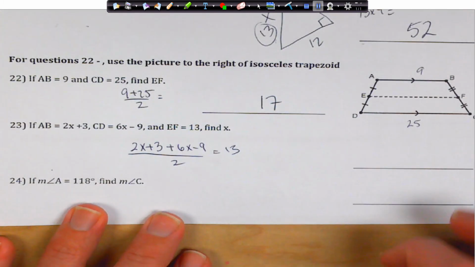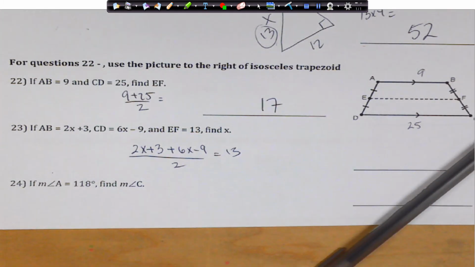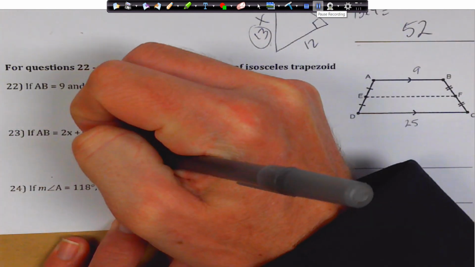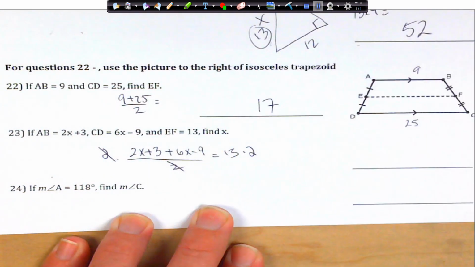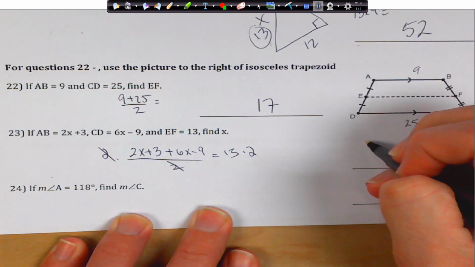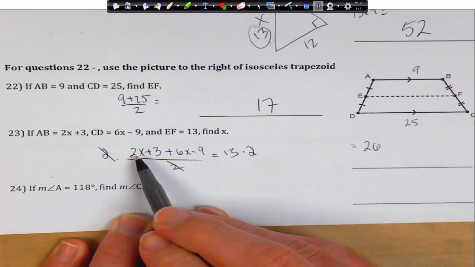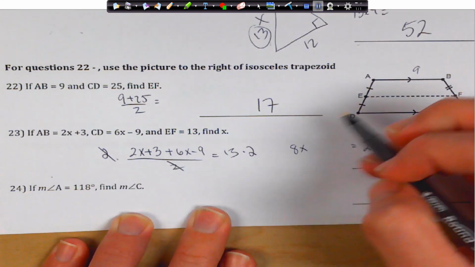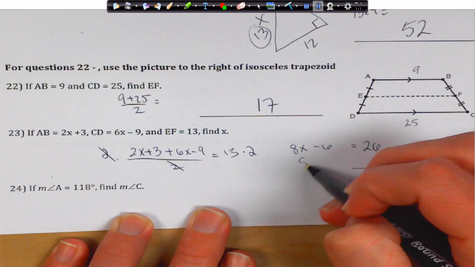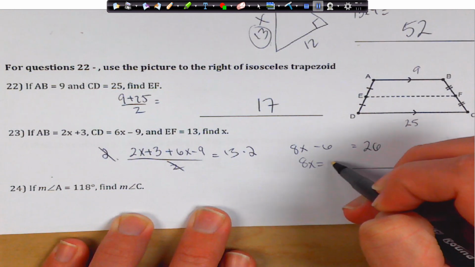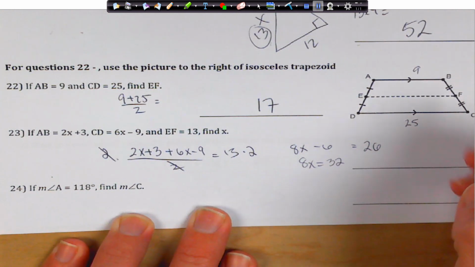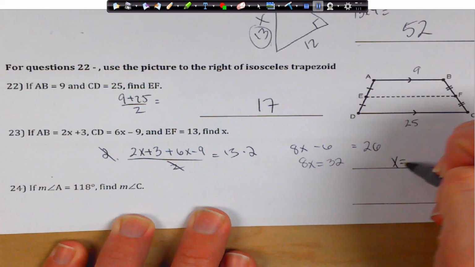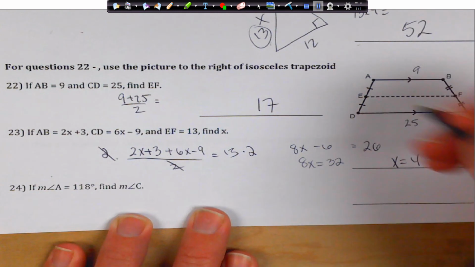And so what we're going to do here is multiply. On these ones I like to multiply the 2 out. And then whatever you do to one side, you have to do the other. So we end up with 26 over here. And then I can just combine like terms. So it's 2x and 6x is 8x. And 3 and negative 9 is negative 6. So add the 6 over, and we're going to get 32. And divide by 8 should be 4, I think. And x equals 4.